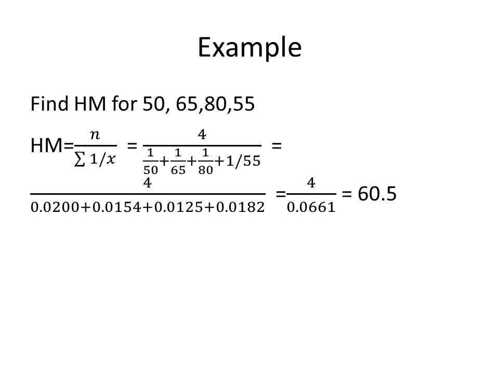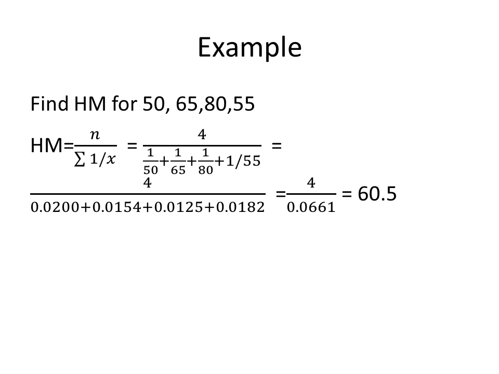Find the harmonic mean for 50, 65, 80, 55. Harmonic mean is equal to n divided by sigma 1/x. Here n is 4, as 4 numbers are there. So 4 divided by 1/50 + 1/65 + 1/80 + 1/55. 1/50 is 0.02, and in the same way for the others. Then 4 divided by 0.0661, which is nothing but 60.5, is the harmonic mean.